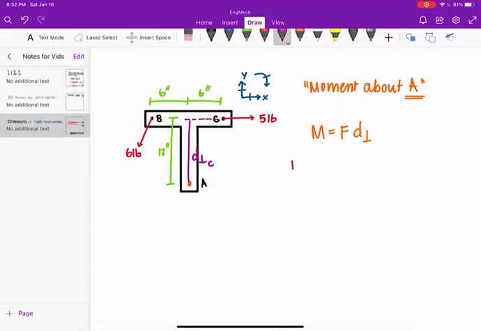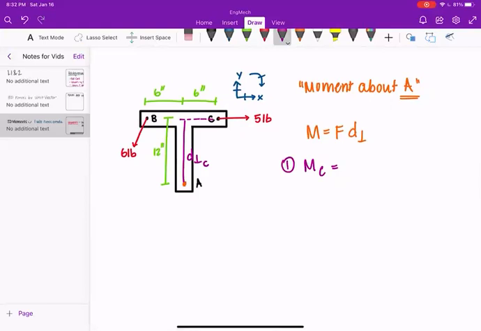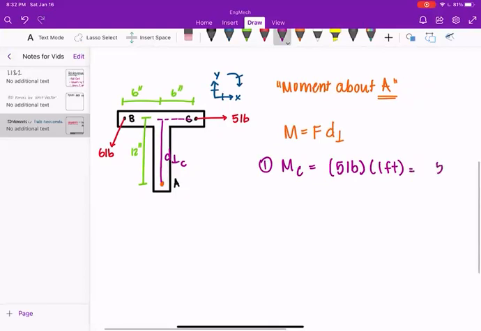So for the first point, I'm going to call it moment C. For the moment generated by force C, it's that 5 pounds times that 12 inches, which is 1 foot. And then that would be 5 foot-pounds.